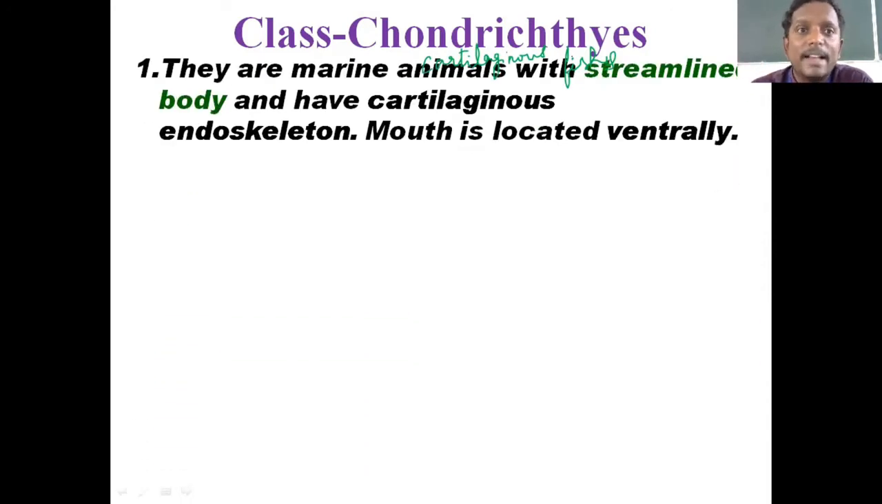Going through the general characters now, they are marine animals. That is very important. The word marine is very, very important. Almost all cartilaginous fish are from marine habitat with a streamlined body. What does this streamlined body refer to? The body, if you see from the dorsal view, from above, this shape will be there, pointed at the front, even, and pointed at the back. So this is the view of a streamline.